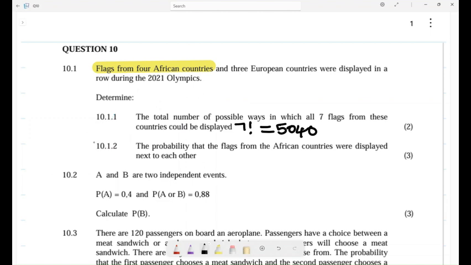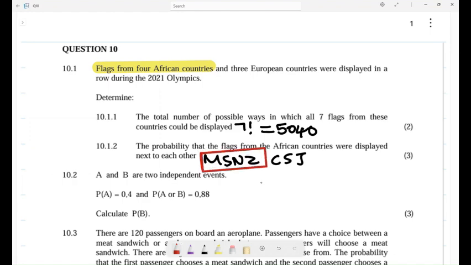Now, this one is interesting. They say the probability that the flags from the African countries were displayed next to each other. So remember we have Mozambique, South Africa, Nigeria, as well as Zimbabwe. Then now we have China, Spain, as well as Japan. So we want the probability that these were placed next to each other.